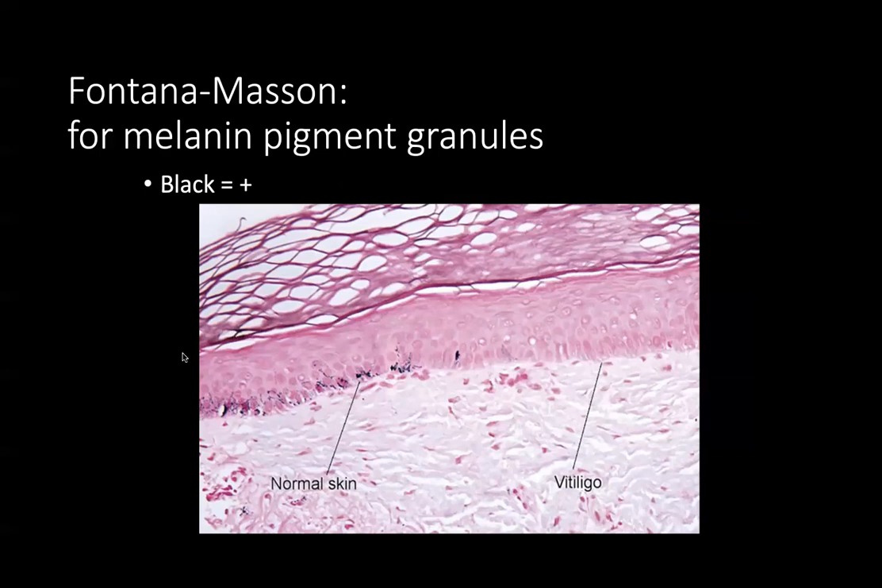Fontana-Masson highlights melanin pigment granules black. So here's an example of a vitiligo patient where you have the normal non-depigmented skin, or just the normal adjacent skin, with nice Fontana-Masson positive melanin granules. And then when you get into the depigmented skin, where there's no longer any melanocytes producing melanin, you have no black signal here. So this is a nice borderline representation of vitiligo.